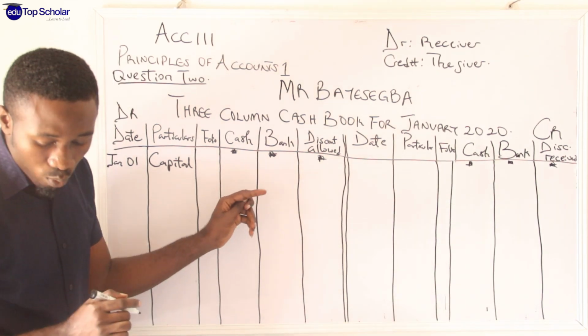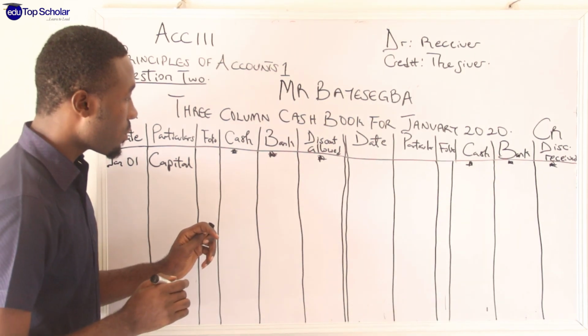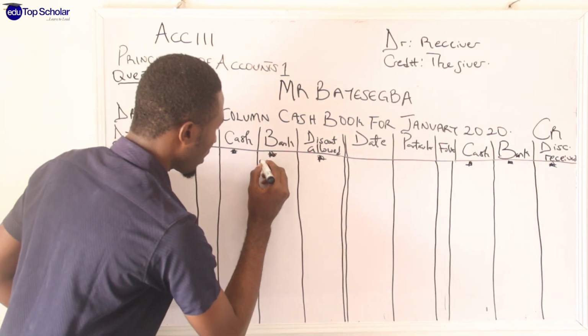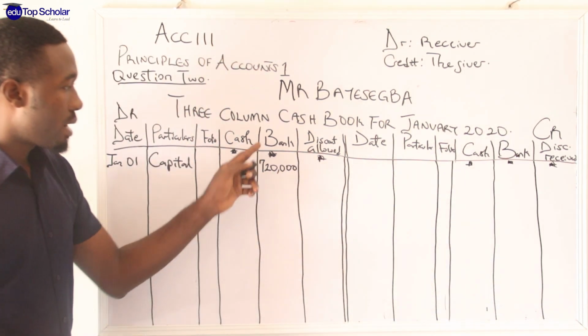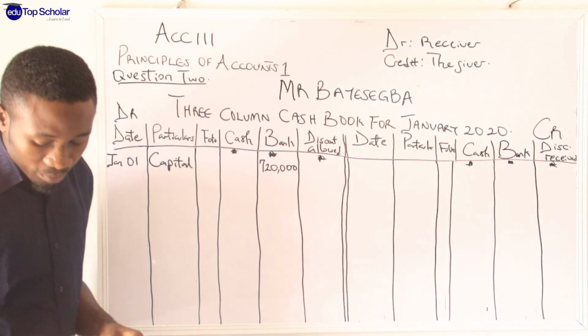So we've said that it is capital, and he brought in the capital on January 1, 2021. So how much was the money that was transferred into the bank account? They said 720,000 naira, and it goes straight to the bank.